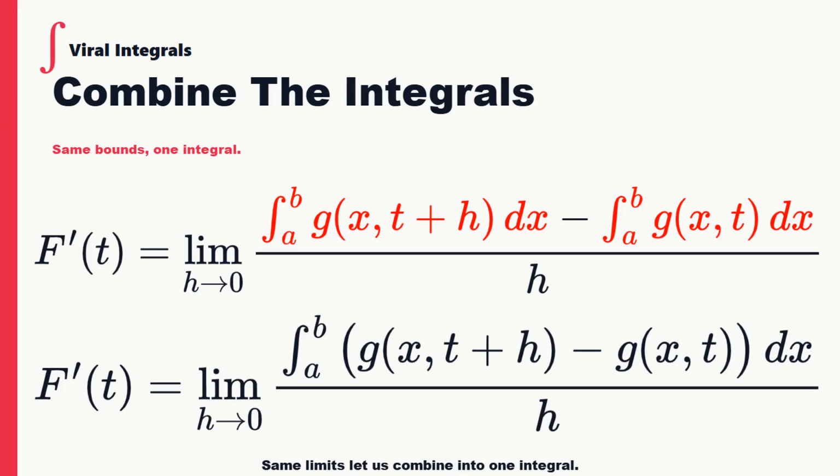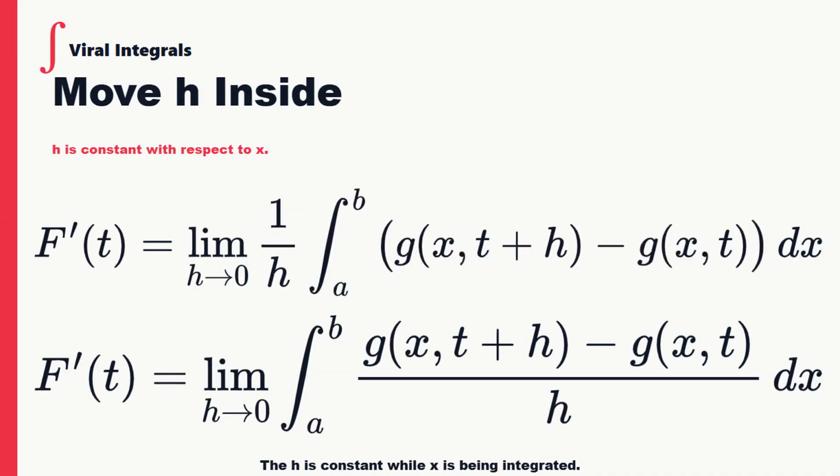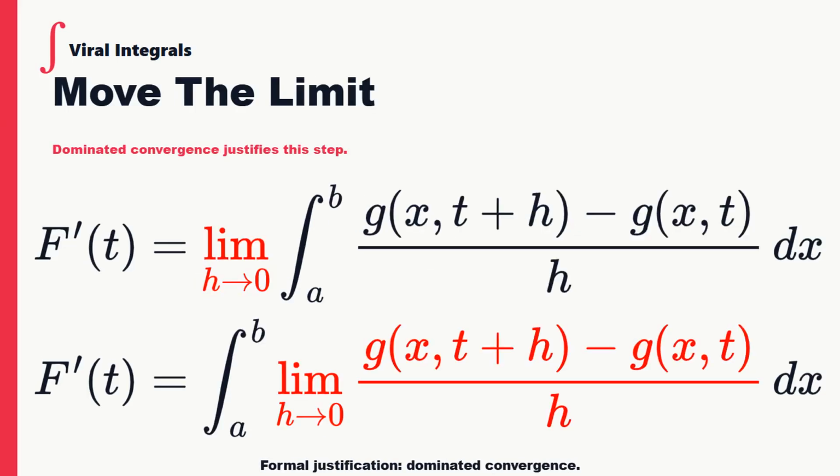Since the two integrals have the same bounds, combine them into one integral. This is just linearity of integrals. Now put the division by h inside the integral. We can do that because h is not the integration variable.